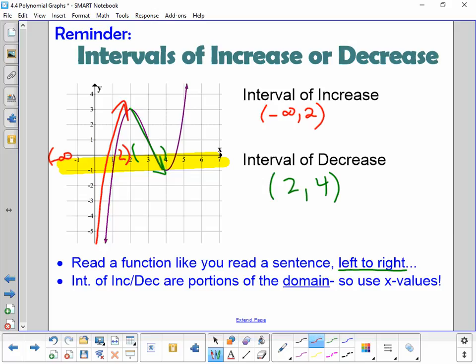And then once it reaches 4, it turns around and increases. So there's the interval of increase, -infinity to 2, 4 to infinity. And the interval of decrease is from 2 to 4.